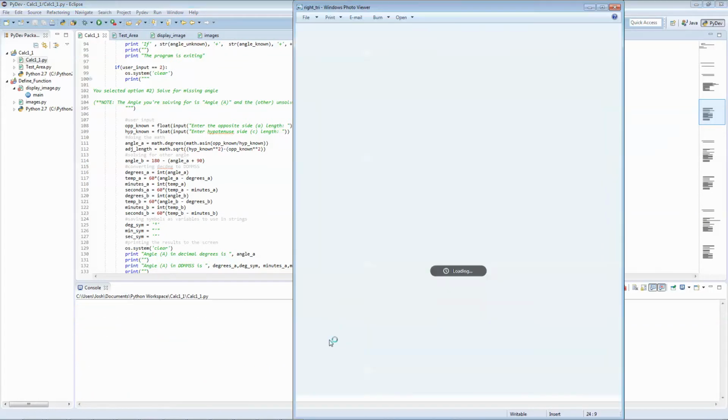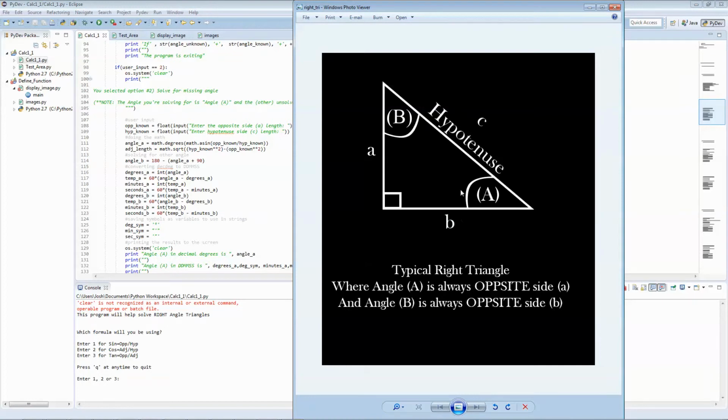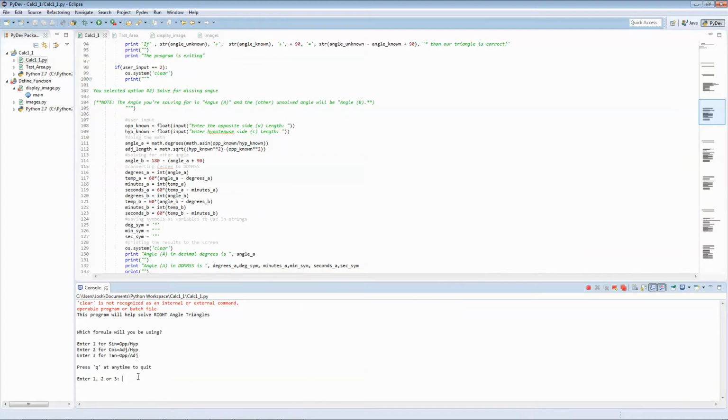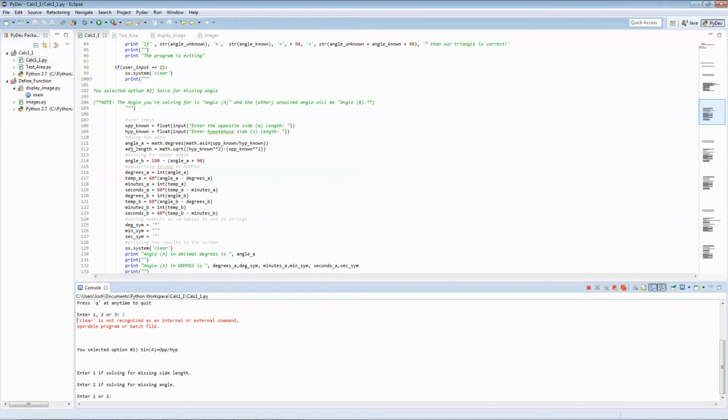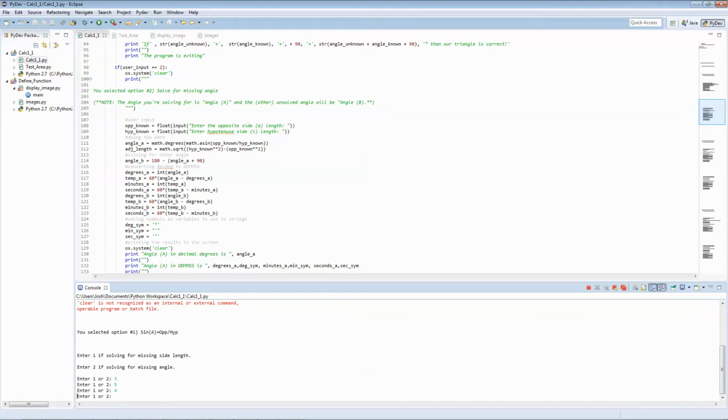So I'll hit that. And there goes the picture, it pops up, shows you what you're looking at, and then you have this here. Which formula do you want to use? Opposite over adjacent, adjacent over hypotenuse, whatever. So we'll use whatever, 1, and then solve for missing angle. Well, I'll show you how you can enter the wrong stuff and it still works. It just makes sure you push something that's valid.